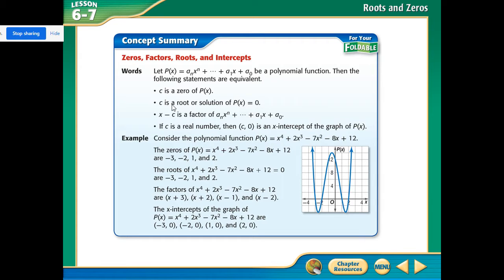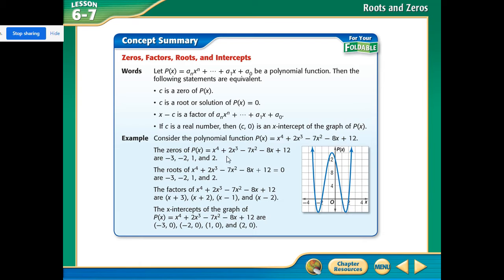So the zero, the root, and the solution all pretty much coincide. X minus c is what's called a factor. And because c is a zero or a root or a solution, we will have an x-intercept on the graph, c comma 0. So if the solution is 4, we know it's a solution because the value equals 0. The factor would be x minus 4, and that's what goes in parentheses. But we are going to try to find the solution is what we are trying to do here.